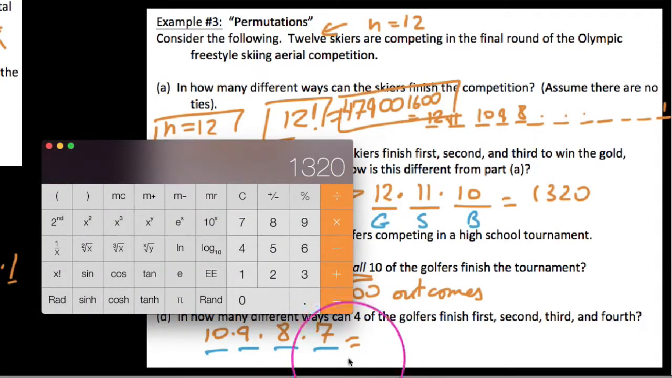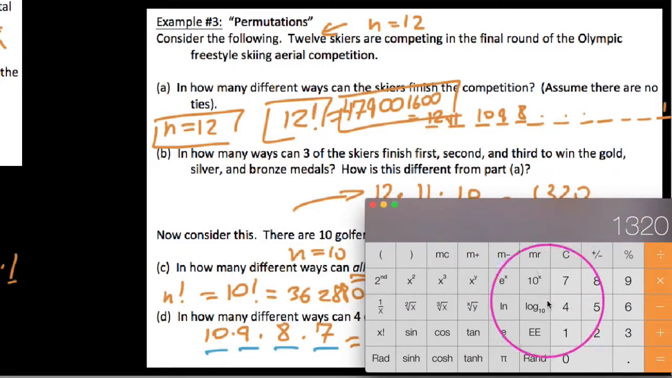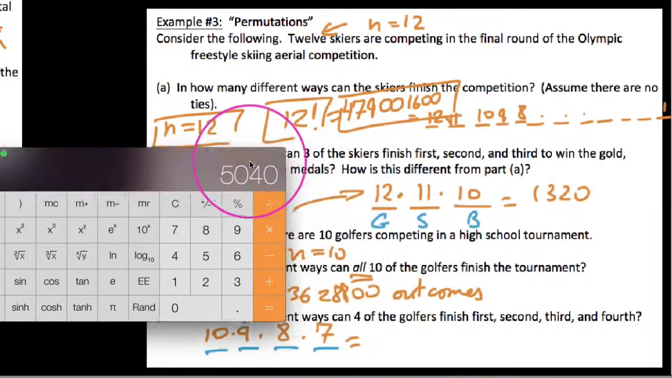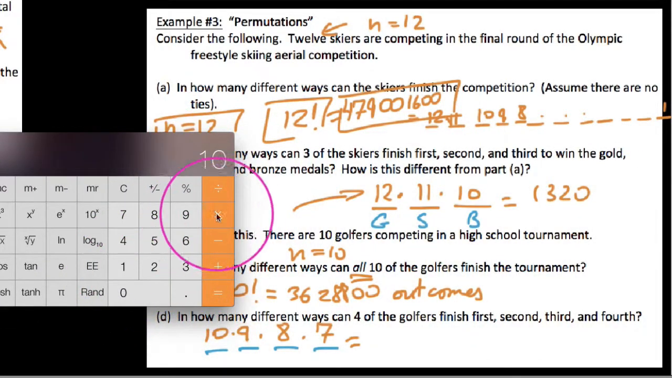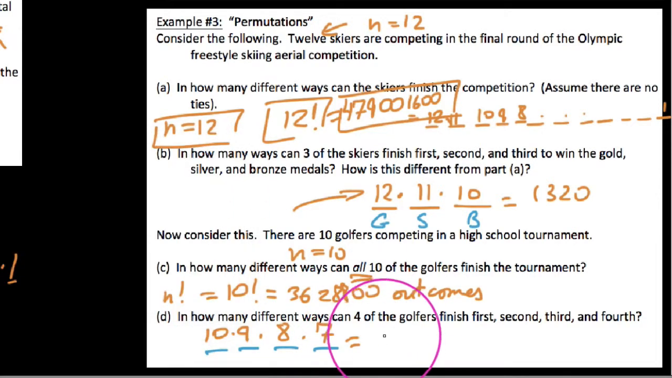We can see how this situation is very similar to the first two situations where we used a factorial. 10 times 9 times 8 times 7 equals 5,040. Let me make sure that's indeed 5,040. So we have 5,040 outcomes, or ways that they could finish first, second, third, and fourth if there are 10 golfers to begin with.